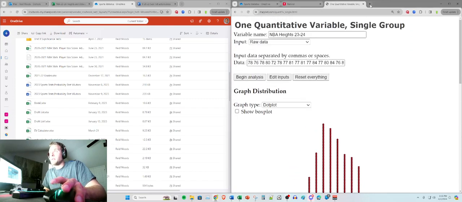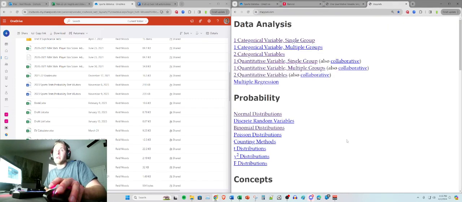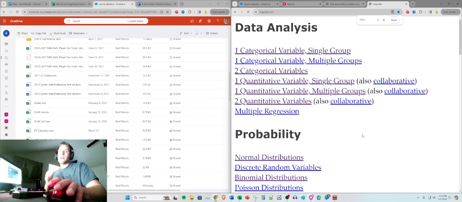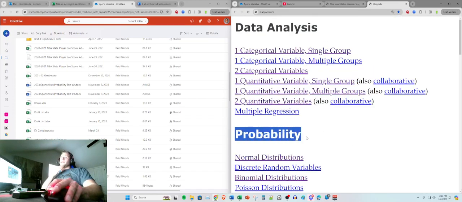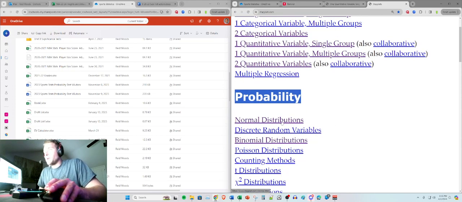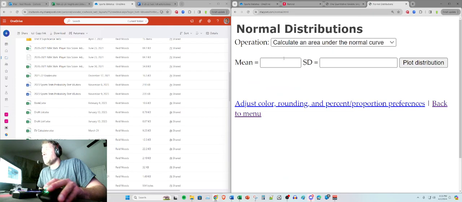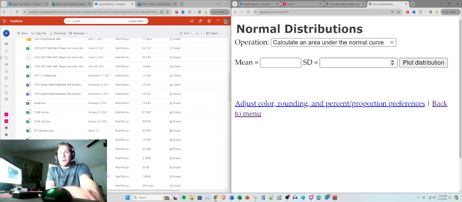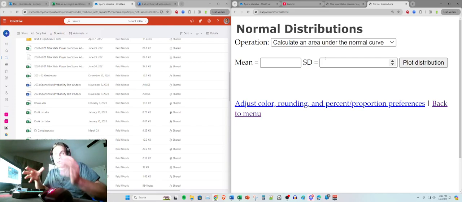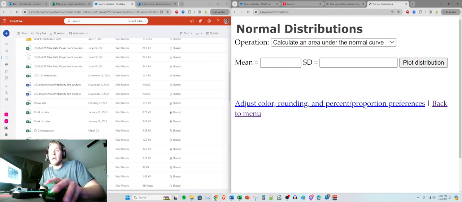So let's make a new tab. We'll go to Statlet again, and down below in this section called probability, we're going to go to the normal distribution. We can have Statlet make the normal distribution for us. It can actually draw the one that we drew yesterday by hand. For your assignments, we're going to be snipping those and putting them into a Word doc. So that'll be the assignment that we'll get later.